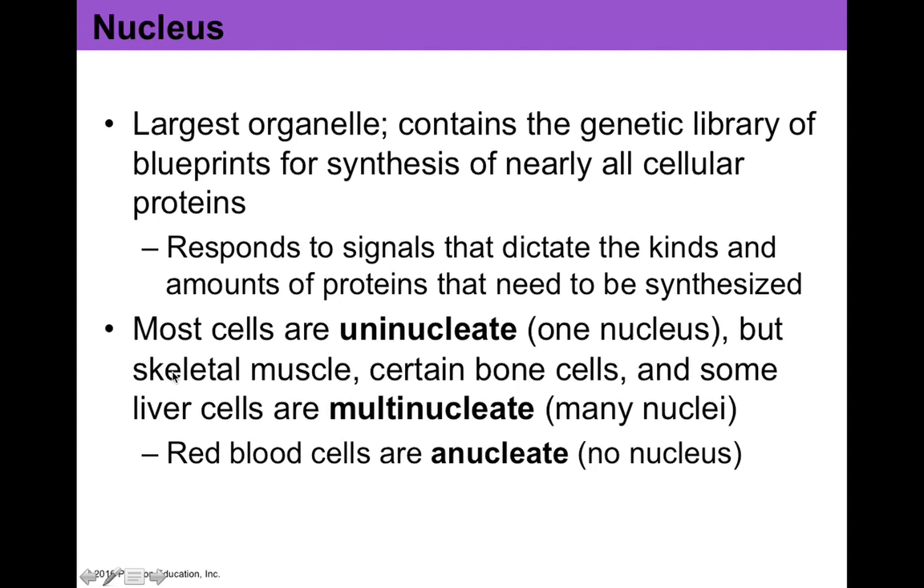But certain cells like skeletal muscle, bone, and liver cells can be multinucleated, which means they have many nuclei, or many different regulation centers. There are some cells like red blood cells that are anucleate, which means they have no nucleus, because while the red blood cells are developing in bone marrow, the nucleus is actually exocytosed.